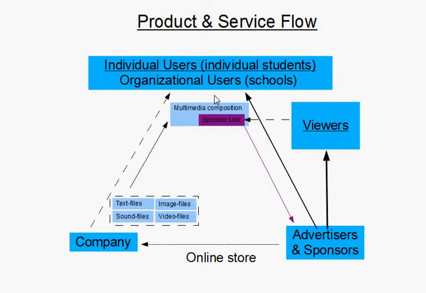And we have two types: individual users who just do it on their own, and organizations like schools, and there are advertisers and sponsors. And you can see how the product flows. And of course, viewers are very important, and you guys are the viewers. And the question is, why would you come here to see it?